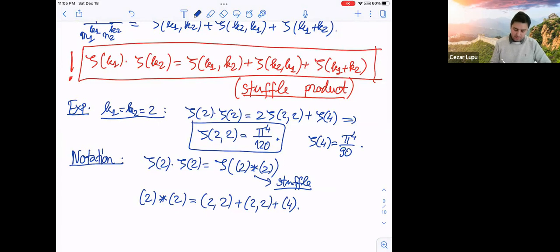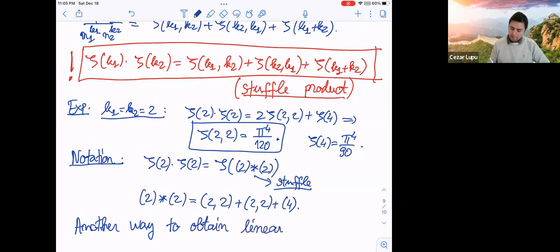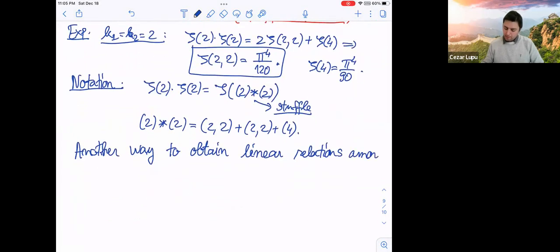And so another way to obtain linear relations among MZVs is to multiply their integral representations.